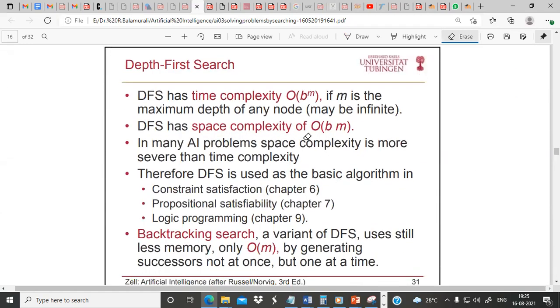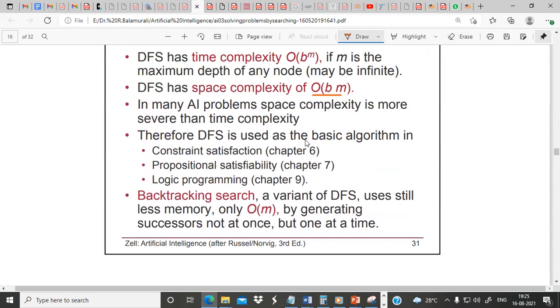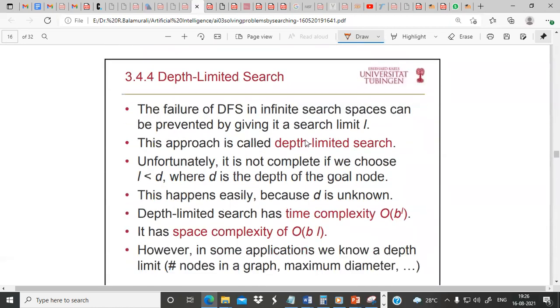So these are the things which we already discussed. The core reason why we are interested in DFS is because of its space complexity. And we have discussed that by using the backtracking search version of DFS, the space complexity can be further reduced from order of BM to order of M. There are also other concepts of DFS.